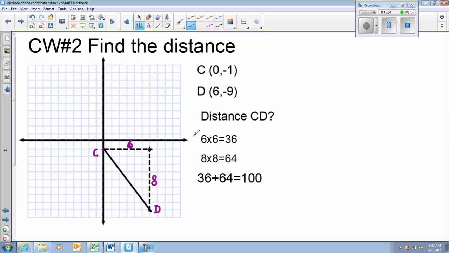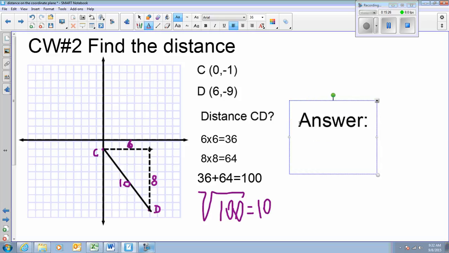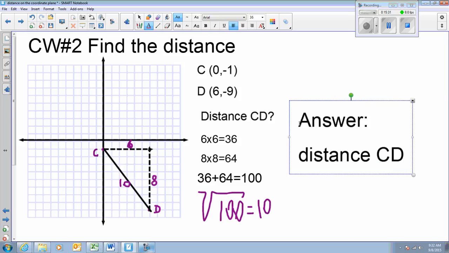The answer is correct. So in this case, the square root of 100 is equal to 10, right? Because the square root of 100 is equal to 10, we just found that this missing side, the side we want to know the distance for, is equal to 10. So our answer will look like this: distance CD equals 10. Boom. And this is all we have to do. All right, very good.